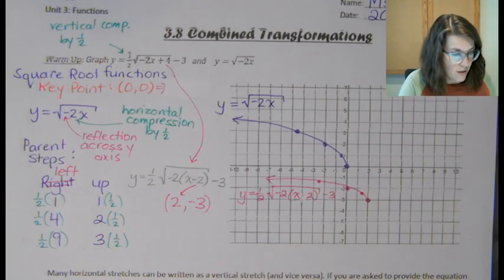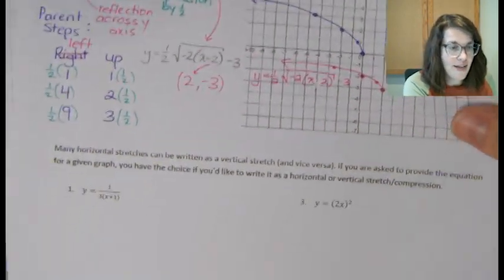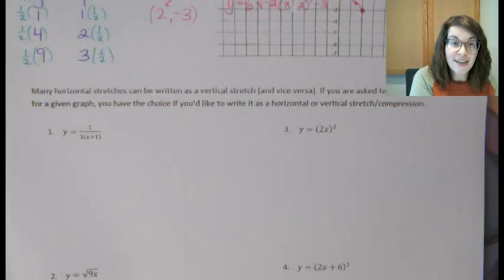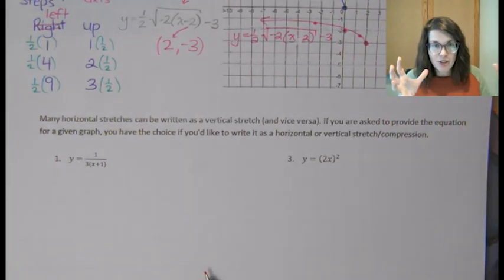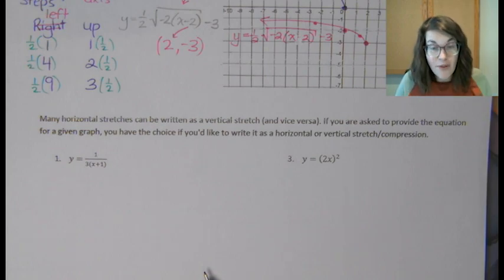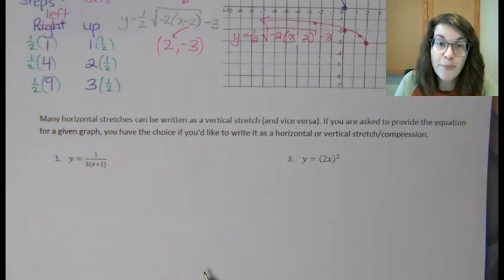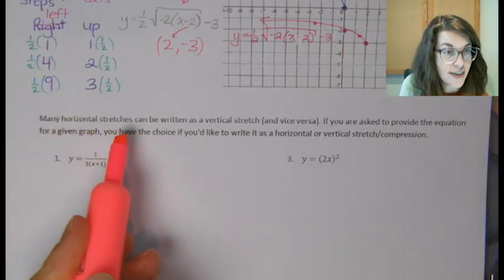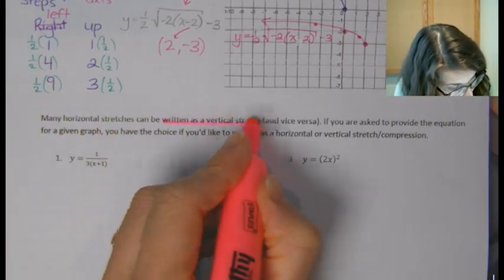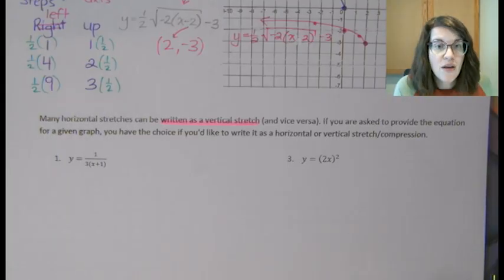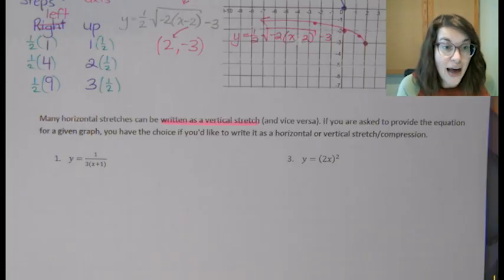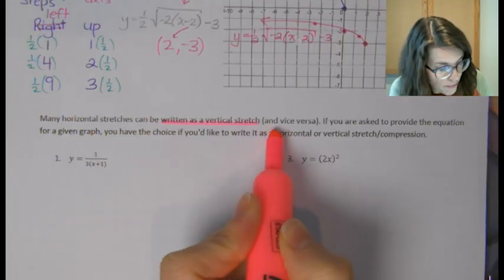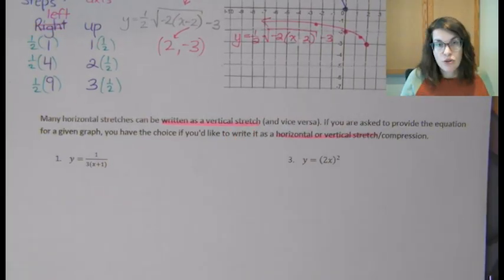The last thing we're going to be talking about today is to recognize that horizontal stretches and compressions and vertical stretches and compressions are very much connected, and we can actually represent them as each other in many different cases. So many horizontal stretches can be written as a vertical stretch and vice versa. Sometimes you're going to be given a graph and asked to provide the equation. So there might be two correct equations that you could provide, and that's fine. You have the choice if you would like to write something as a horizontal or vertical stretch.